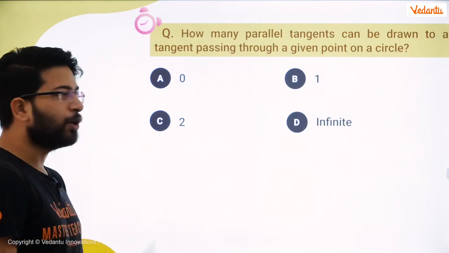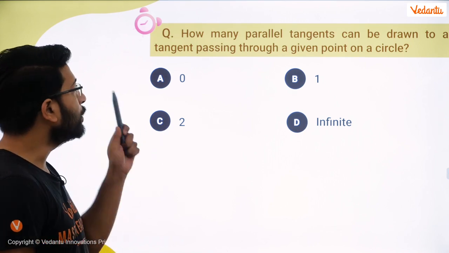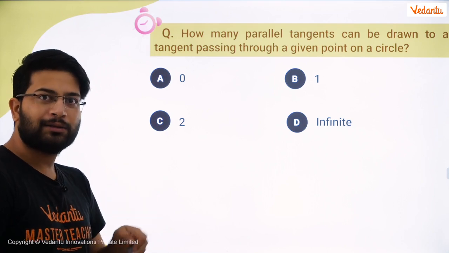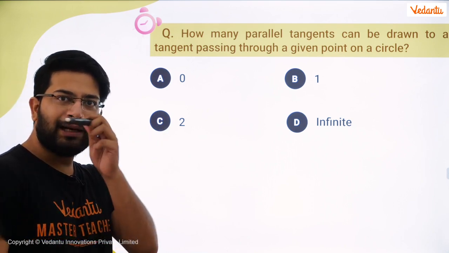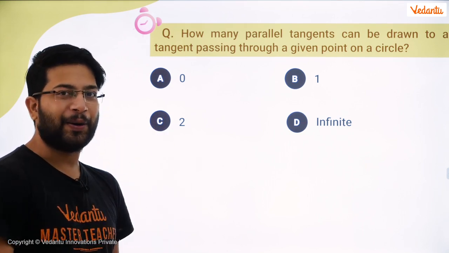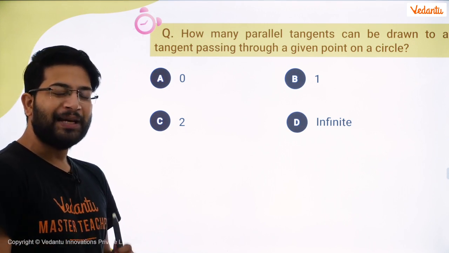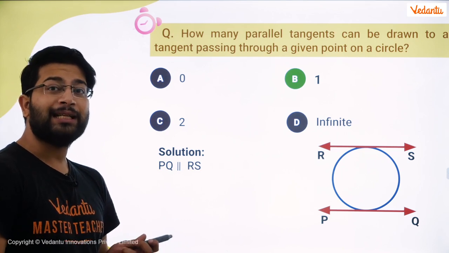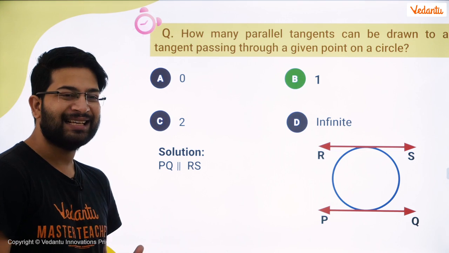Right? The next question. How many parallel tangents can be drawn to a tangent passing through a given point on a circle? That means on a circle, we have a tangent. Now you have to tell me how many tangents parallel to that given tangent we can draw. Come on, hurry up. Your time is up and the right answer is 1. Only one parallel tangent can be drawn with respect to the given tangent. It's very simple. Very good.